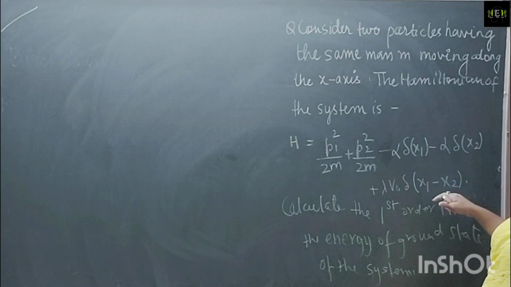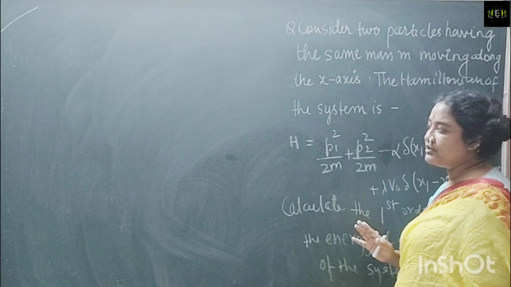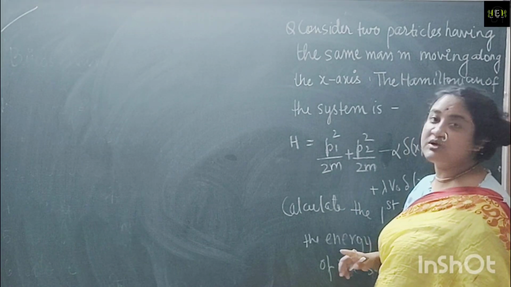Today's question is based on the delta function. It is based on the delta function, and the system has 2 particles. Till yet we were calculating our system containing 1 particle, but today we will do a system containing 2 particles.